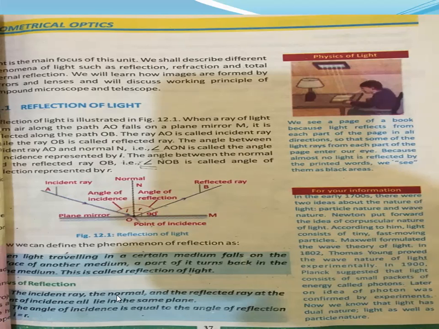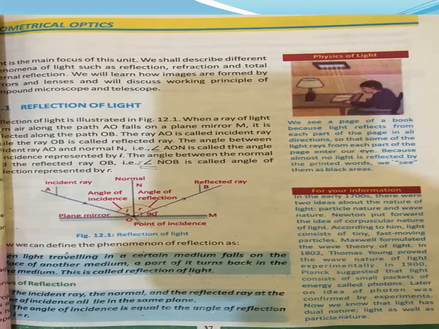Now I'm going to study the laws of reflection. What the laws of reflection say is that the incident ray, the normal and the reflected ray at the point of incidence all lie in the same plane. This is the incident ray, this is the normal, and this is the reflected ray. These three lie in the same plane, as if they were all on the page.